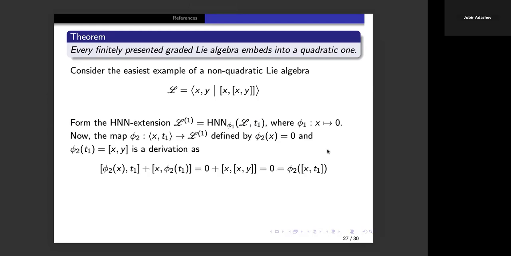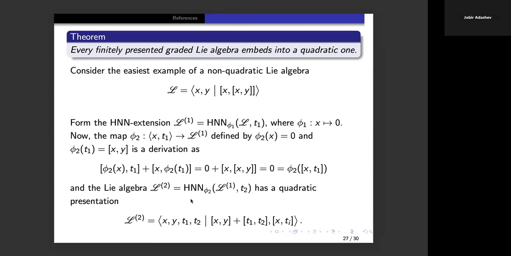Now we can define another derivation from the subalgebra generated by X and T1 into the previous Lie algebra L1, which commutes with X, and which sends T1 to the Lie bracket of X and Y. This is readily seen to be a derivation because it sends relations to 0. By applying Leibniz rule, we see that the relations are sent to 0. And so we get another HNN extension, which in fact has a quadratic presentation.